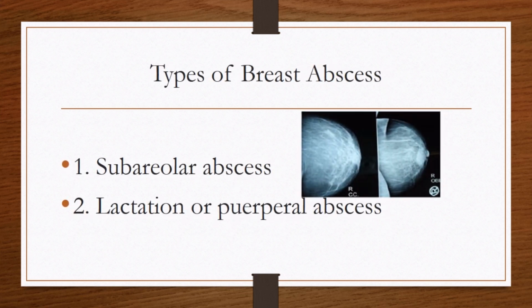Types of breast abscess. In the breast abscess we have: 1. Subareolar abscess, and 2. Lactation or puerperal abscess. As we see in the image, in the arrows that point, we can see periareolar infiltration that even invades the galactophorous ducts.